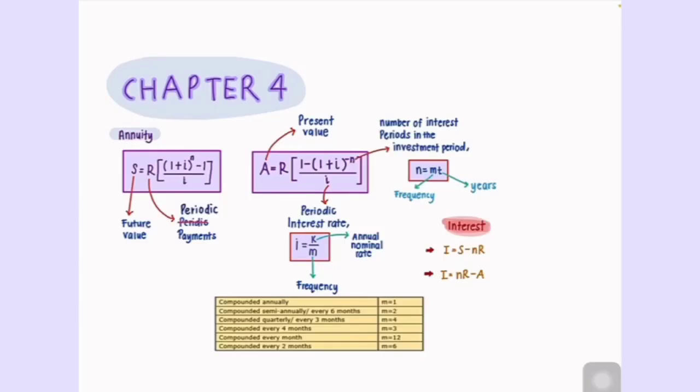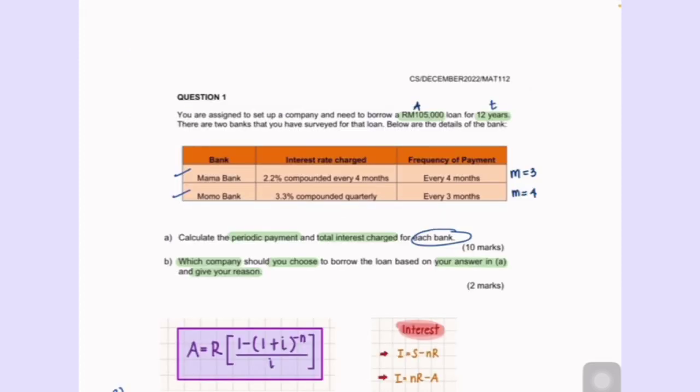Before I answer question 1, this is the formula and a little bit of information for your reference. Question 1 says: you are assigned to set up a company and need to borrow 105,000 for a loan over 12 years. There are 2 banks that you have surveyed for that loan. Below are the details of the banks. So the question has given the amount of A, which is RM 105,000, and 12 years is your T.